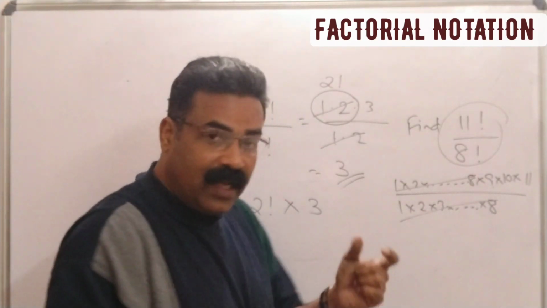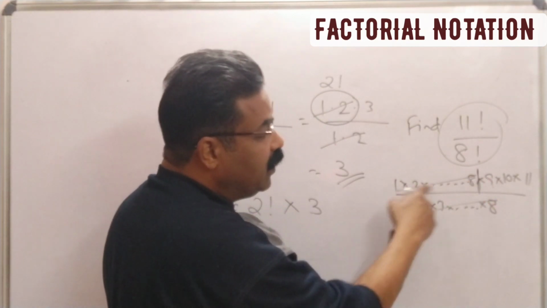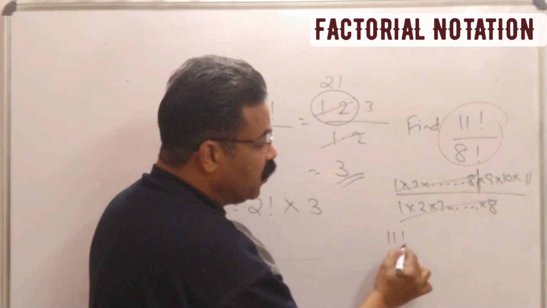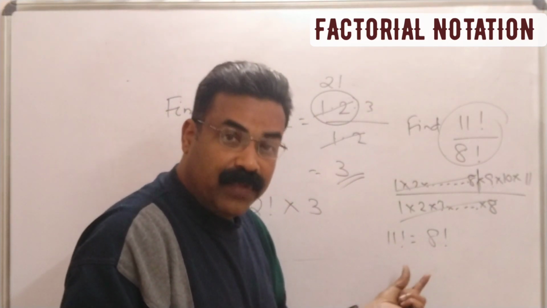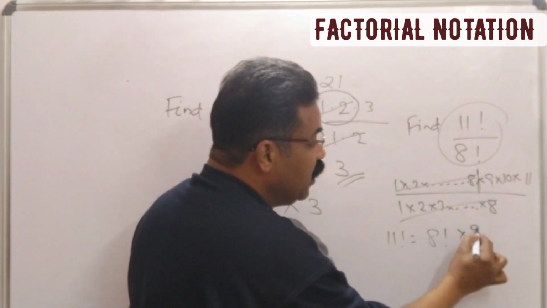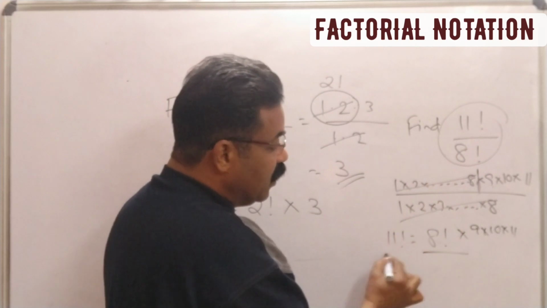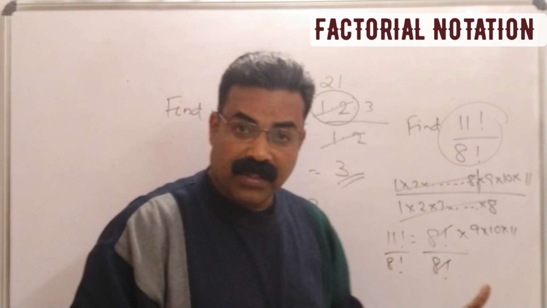But what I really want to tell you is, up to here I can write 8 factorial. So this can be written as what? 11 factorial is equal to 8 factorial, up to 8 we have taken 8 factorial, multiplied by 9 into 10 into 11. So this divided by 8 factorial, 8 factorial and 8 factorial get cancelled.